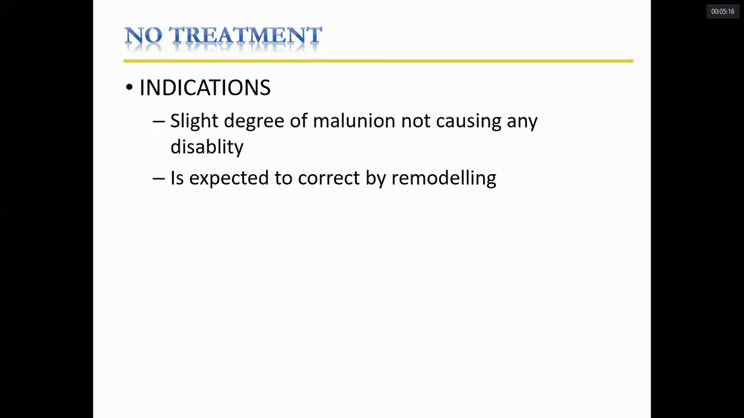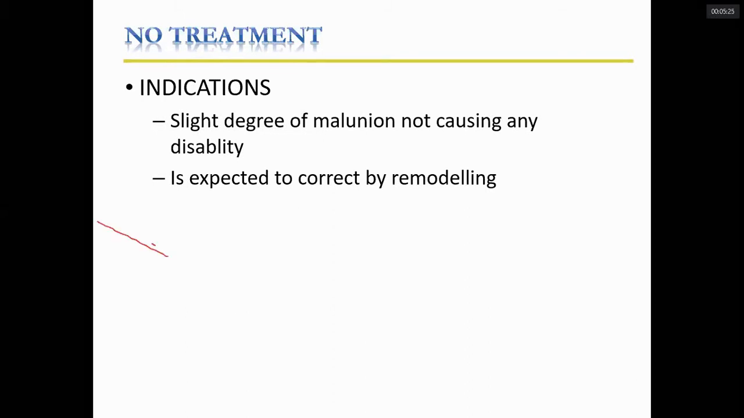Or the malunion has occurred in a child, so we do know that the child has a much higher remodeling potential than that of an adult. So, for example, a child in the age group of 8 years still has 7 to 8 years of growth left. So, we expect such fractures to be remodeled.